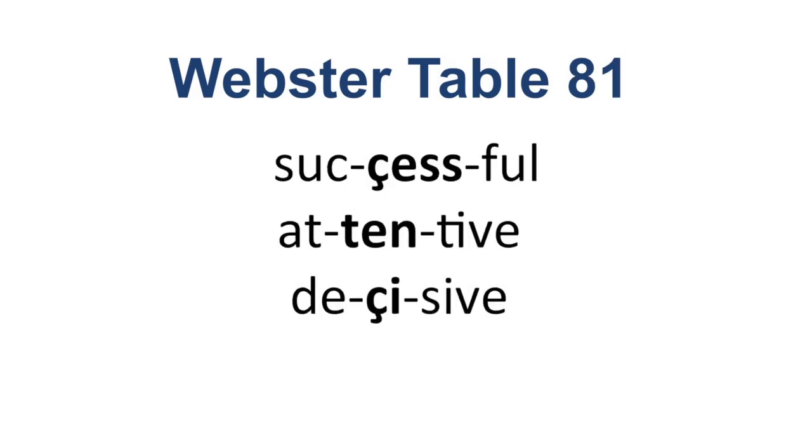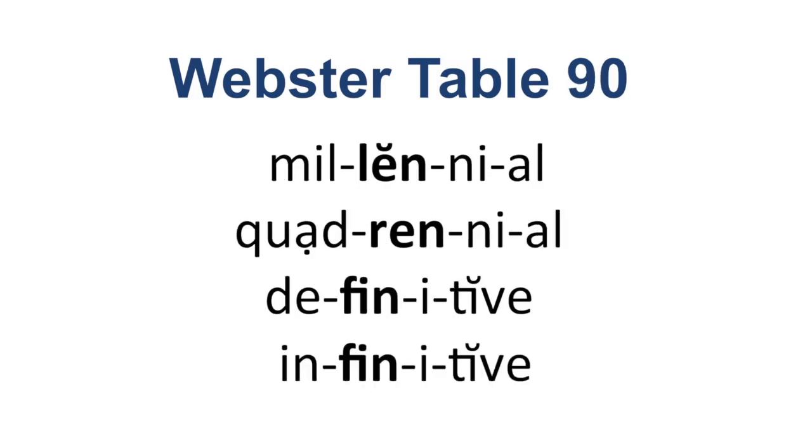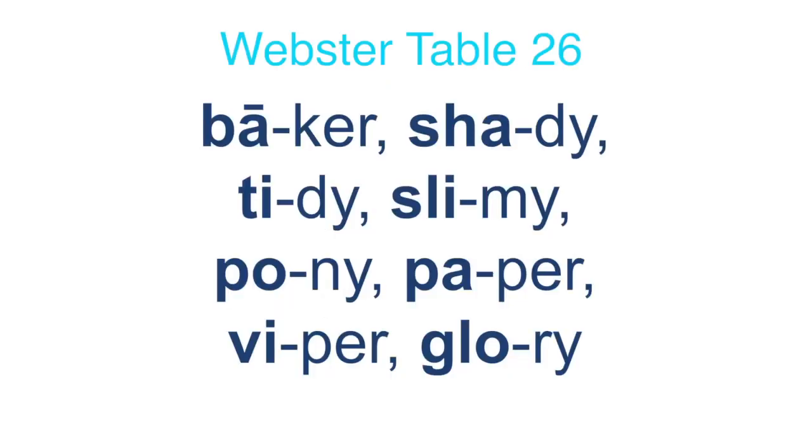Table 81 is also accented on the second syllable. Successful, attentive, decisive. Table 90 is 4-syllable words accented on the second syllable. We're up to 9th grade level words with this table. Millennial, quadrennial, definitive, infinitive. Not all students will get to these tables this lesson. You can keep working on Table 26 or other earlier tables for several lessons if need be.